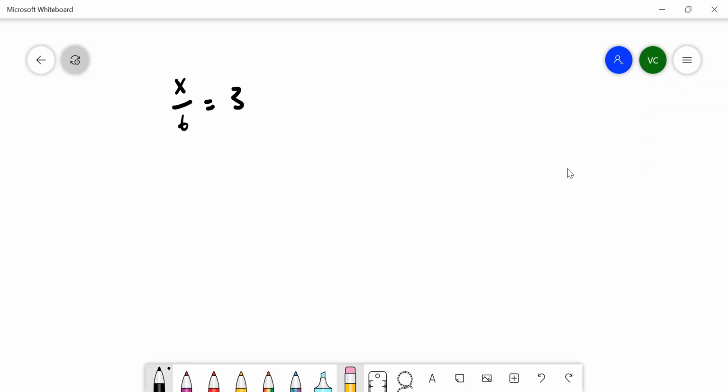Well, the first thing you're going to do, the only thing you're going to do, is get rid of that 6 on the bottom because we want to get x alone by itself. So what should you do to get rid of that 6? Pause the video and try to figure it out. If you said that we should multiply both sides by 6, you would be correct.